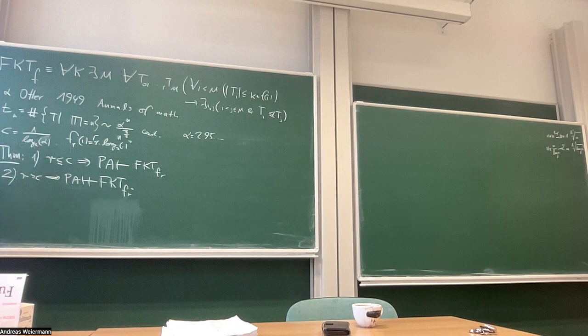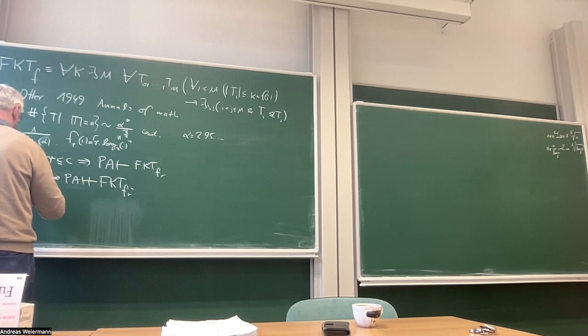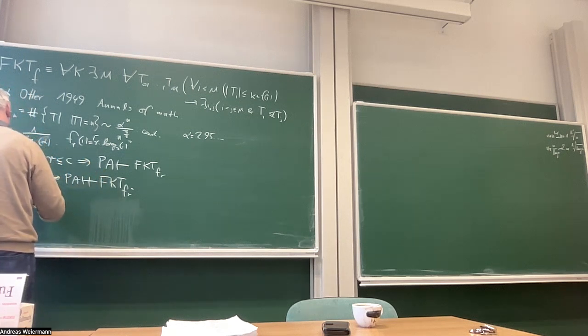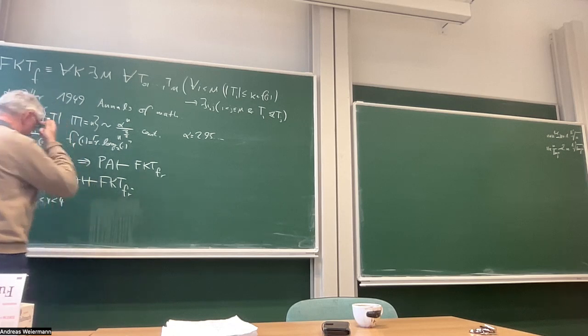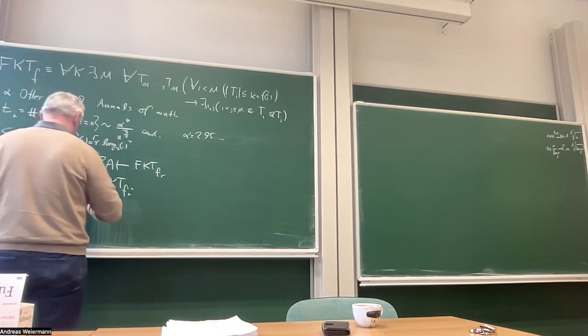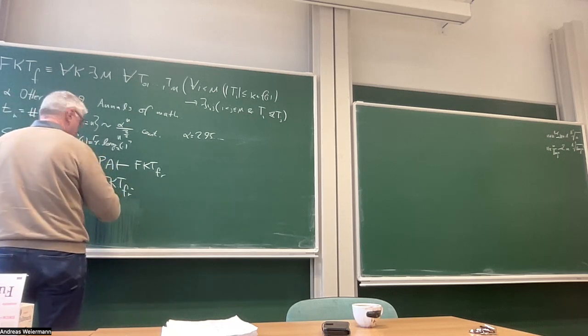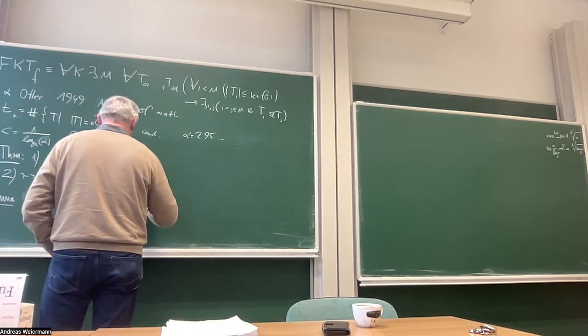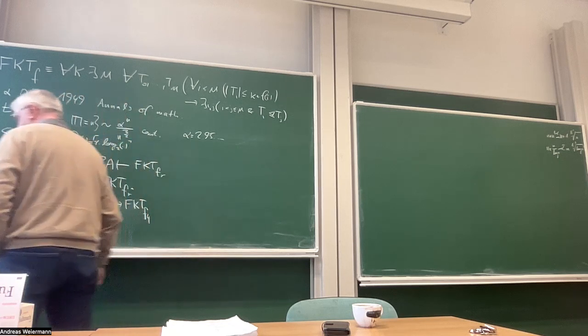And then we started to consider this one. And this was difficult. And what we did last time is we showed a lemma. Namely what? If R is bigger than C, then FKT R implies FKT. That is what we showed.